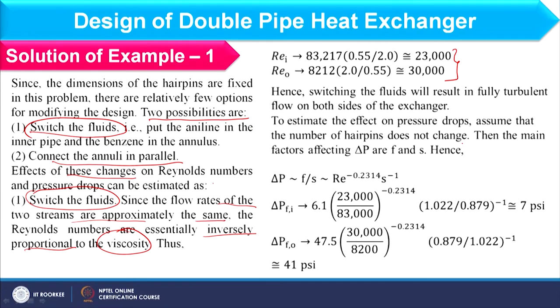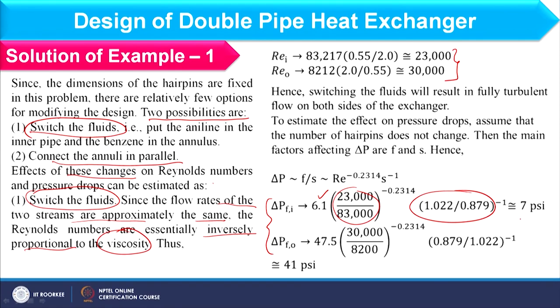So once I have the Reynolds number of two sides, we can calculate the pressure drop of two sides. The pressure drop changes we can further find out based on the specific gravity value. So pressure drop of annular side for straight pipe 6.1 we have obtained, and this is the switching of Reynolds number.